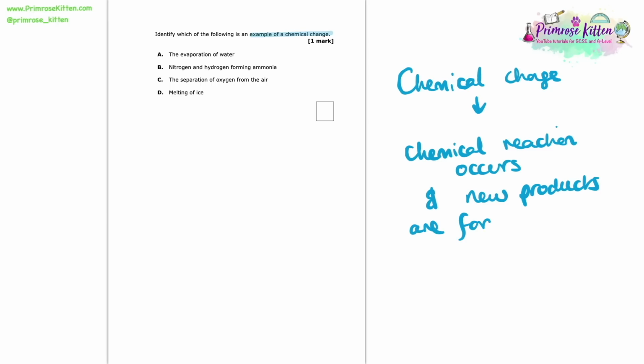So in this case, if we have a look through A, B, C and D, we'll be able to identify where we have a chemical change. Now the evaporation of water is just taking liquid water and changing it to gaseous water. We don't really have any new products, we still have H2O, don't we? So all that we have in A is an example of a physical change, so we can eliminate that.